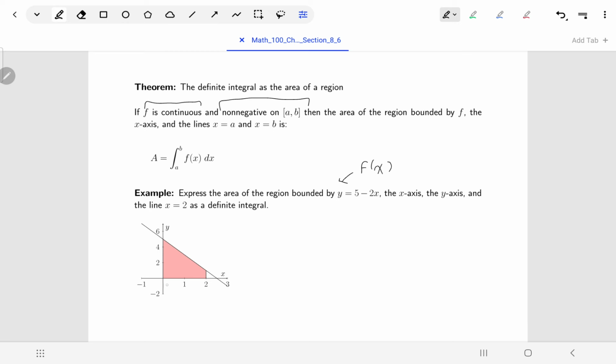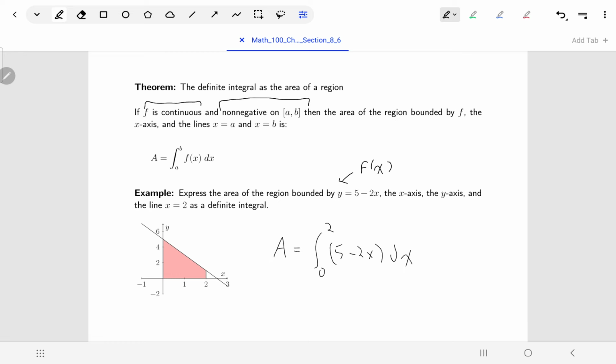We can see that on the graph here, that between 0 and 2, my straight line y equals 5 minus 2x is not below the x-axis. And we are looking for a region bounded by that line and the x-axis, and it's between two vertical lines. It's between the line x equals 0 and x equals 2. So according to the theorem, the area that we're looking for should be the definite integral from 0 to 2 of f of x, 5 minus 2x dx.